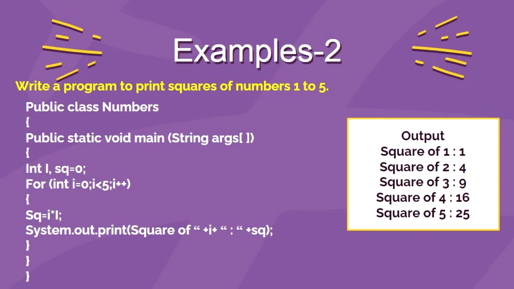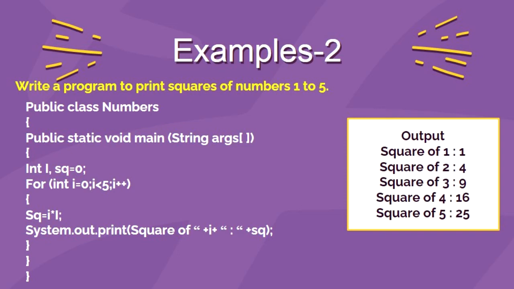For i = 0 means it has to start from 0, and the condition is i < 5. It has to stop at the condition 5 and terminate the loop. To move from one number to another number, we use the increment operator. Now this is about the expressions. Now the mechanism of this program starts. We have initialized sq as 0. So sq = i * i. The first time, 1 into 1 is 1. So the first iteration is completed.